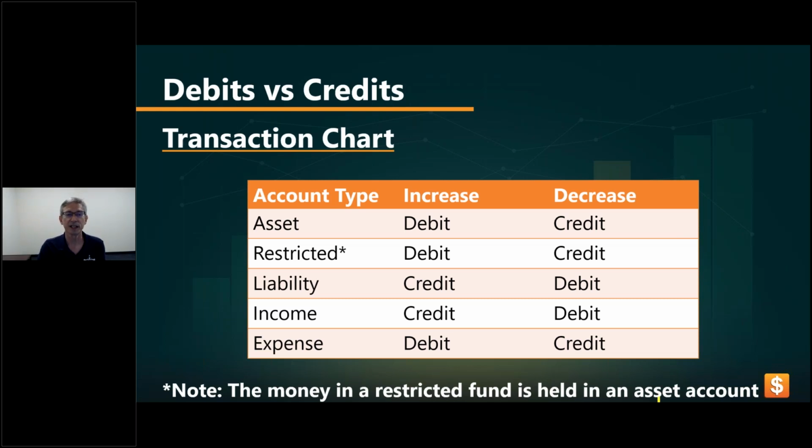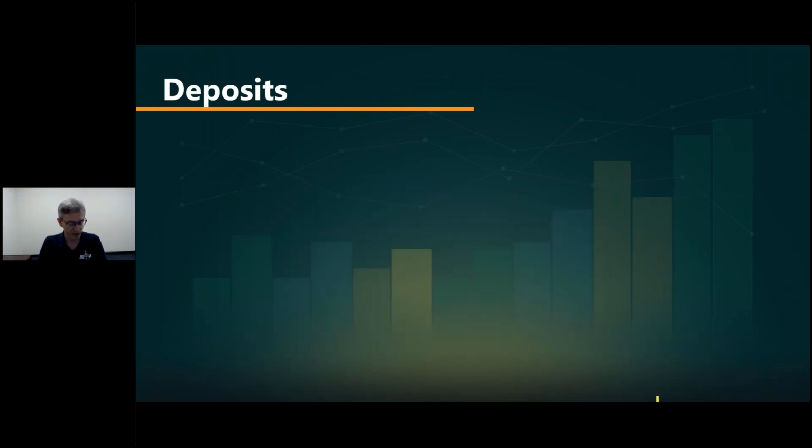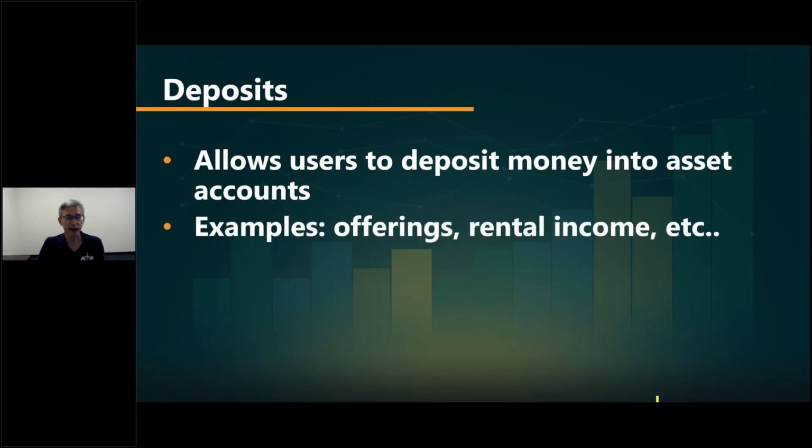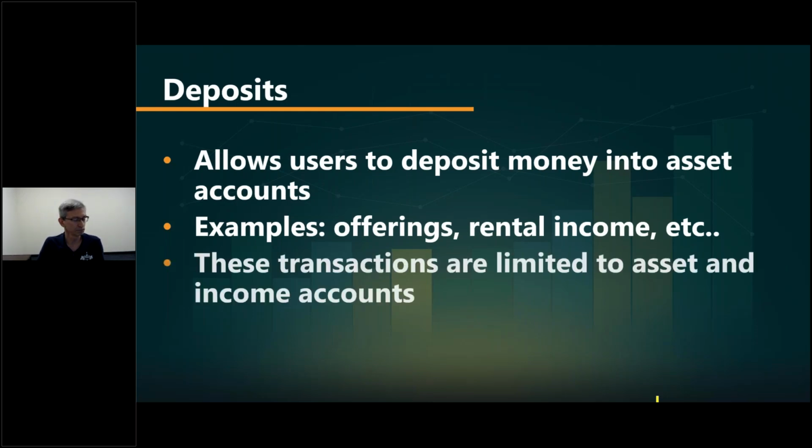All right, let's go ahead and continue on, and we'll take a look at one of our first transaction types here, the deposits. So let's talk about deposits. Deposits allow users to deposit money into an asset account. This might be money that's come in from your membership through offerings or through other means. Examples of that, as I said, are offerings, rental income, etc. This particular transaction, the deposit, is limited to using an asset and an income account.